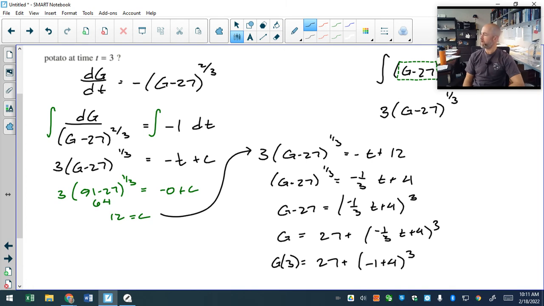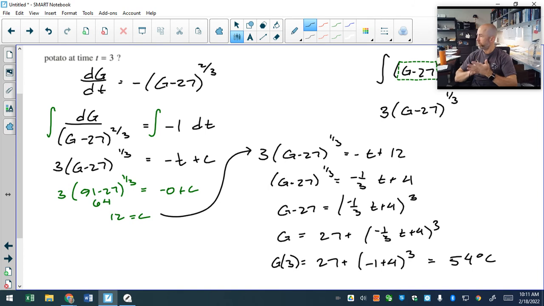Do you want to clean that up? You don't have to. As long as that's correct, that will give you full value, full points. However, I'm going to go against what I tell you. I'm actually going to simplify that. What does that turn into? 27 plus 27, which is 54, right?